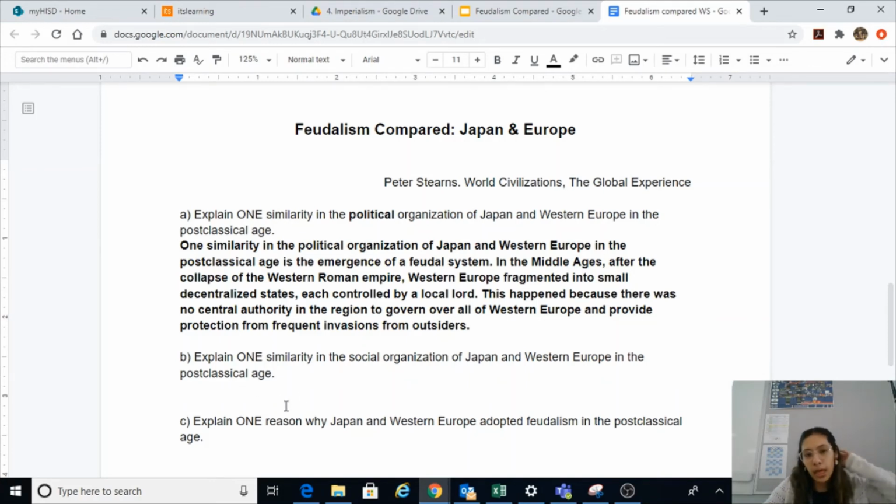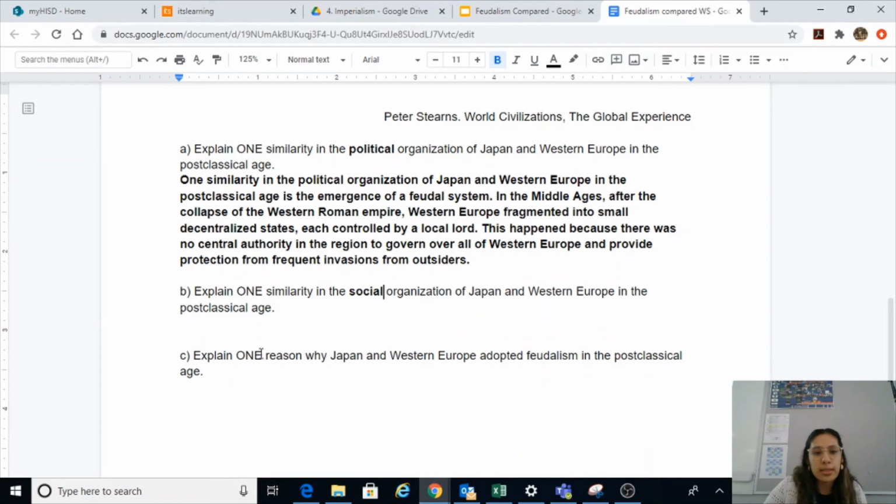Okay. So the next one is explain one similarity in the social organization of Japan and Western Europe. So remember, social. So it's talking about those social factors. So how are people organized in society? Is there a hierarchy? Stuff like that. And then C says explain one reason why Japan and Western Europe adopted feudalism in the post-classical age. So that's our cause of why they developed these feudal systems.